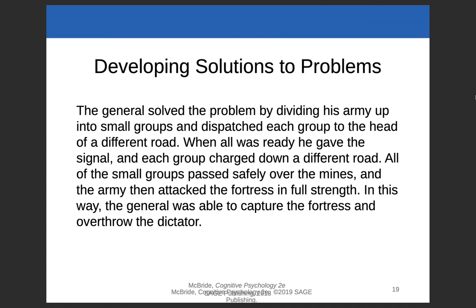The general solved the problem by dividing his army up into small groups and sent each group to the head of a different road. When all was ready, he gave the signal and each group charged down a different road. All the small groups passed safely over the mines, and the army then attacked the fortress in full strength because they all arrived at the same time. In this way, the general was able to capture the fortress and overthrow the dictator.